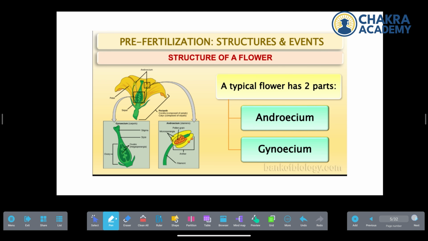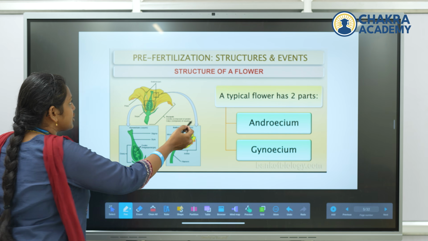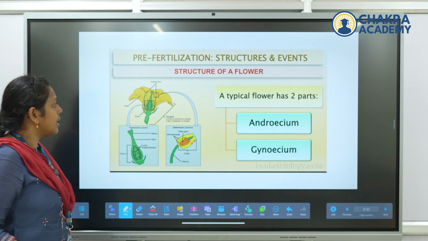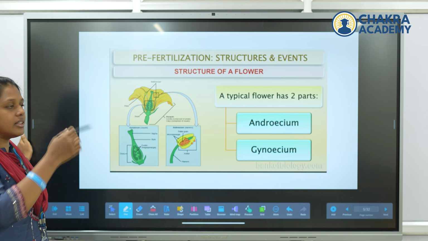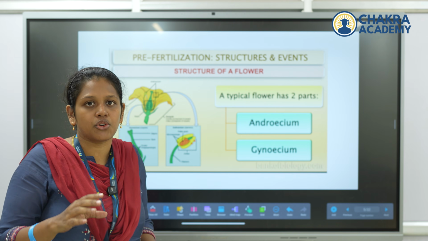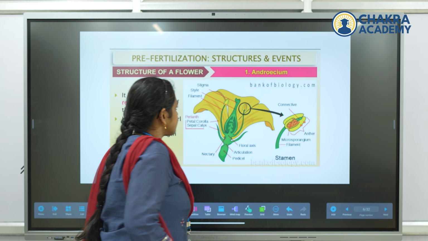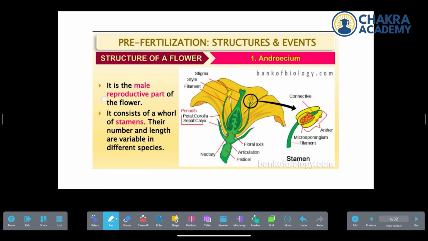A typical flower has two important structures. One is the androecium, the other is the gynoecium. The androecium is the male reproductive part of a flower, and the gynoecium is the female reproductive part. These two structures play a vital role in the reproduction of flowering plants. First we are going to see about the androecium.